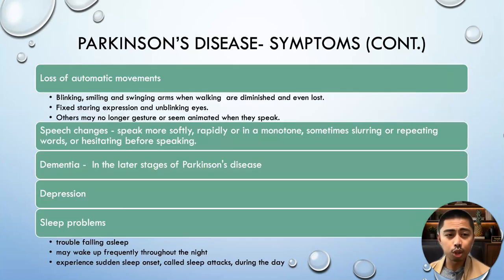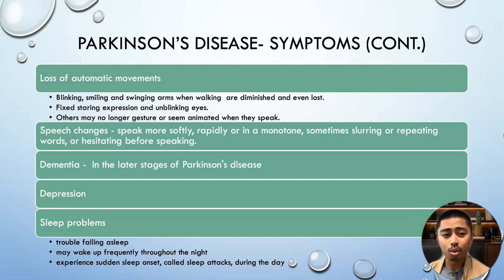Some of the other symptoms include loss of automatic movements. So again, decreased blinking, decreased smiling, arm swing, and their speech is going to be soft, monotone. It can also be slurred, and they can hesitate. They may repeat some words. Also, anyone with Parkinson's disease, they can develop dementia in the later stages. And because of all these symptoms, depression is going to be common among these patients.